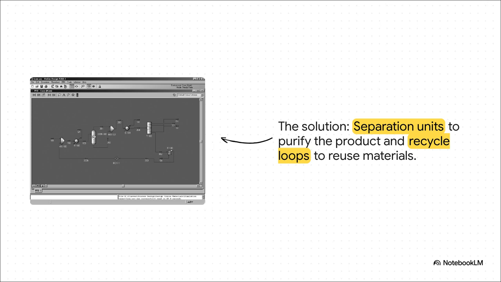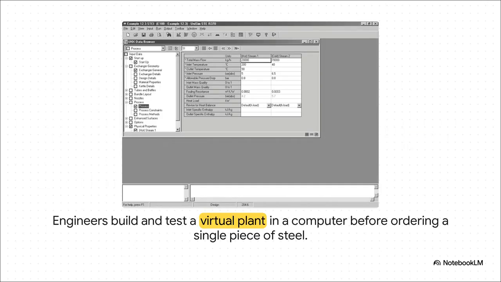It's brilliant. Nothing is wasted, and it makes the whole process way more efficient and profitable. Nowadays, this entire complicated dance is planned out on a computer. Using incredibly powerful simulation software, engineers build a complete digital twin of the plant. They can tweak it, test it, and optimize it for months, sometimes years, making sure everything works perfectly in the virtual world before a single piece of actual steel is ordered.